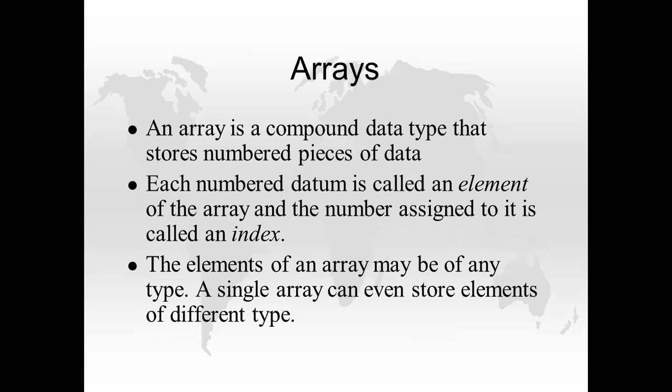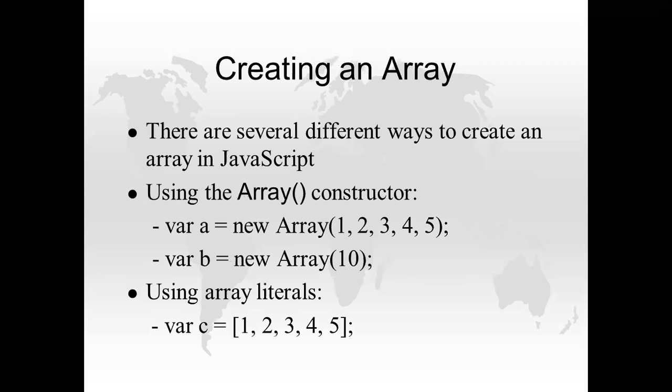So the next part is arrays. An array is a compound data type that stores numbered pieces of data. Each numbered piece of data is called an element of the array, and the number assigned to it is called the index. The elements of an array may be of any type. A single array can even store elements of different types.